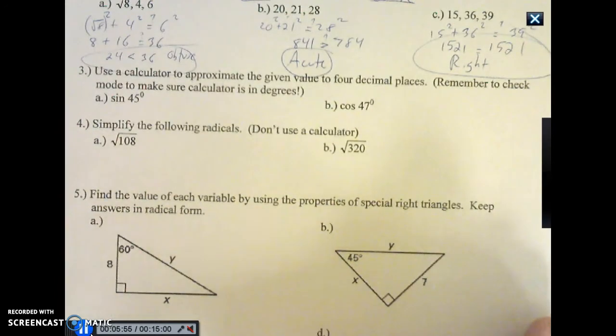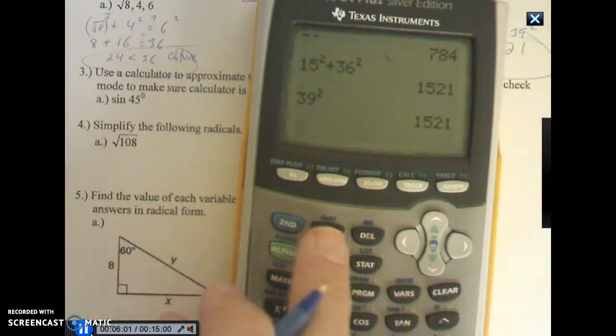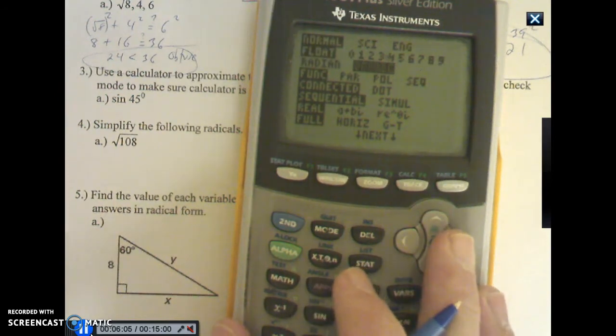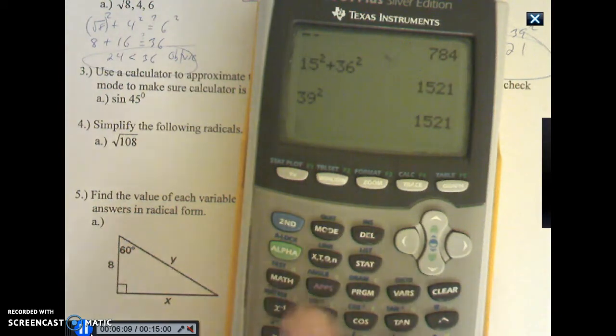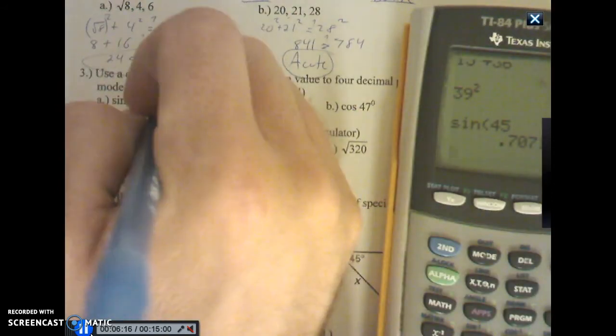Use a calculator to approximate the given value to 4 decimal places. Remember to check the mode to make sure your calculator's in degrees. I put this on here just to show you guys once again. Here is your mode button on your calculator, and you want to make sure your calculator is in degree mode, which I am right now. So sine 45 is 0.7071.